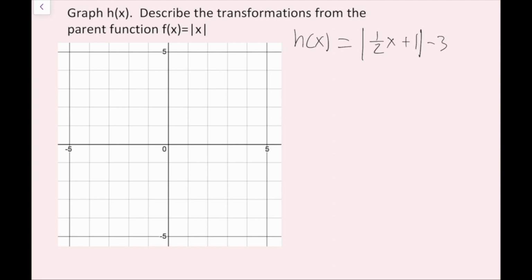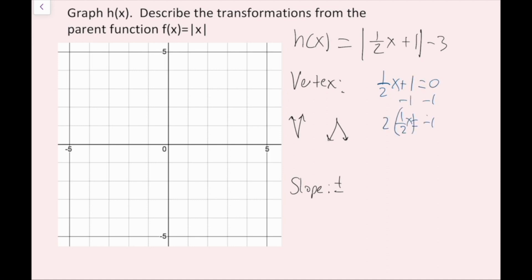Okay? So first thing we're going to do is find our 3 things: vertex, V or upside down V, and then the slope. So once again, to find the vertex, you just set this entire expression inside the absolute value equal to 0. So I'll do that. 1/2 x plus 1 equals 0. Subtract 1 on both sides, so I get 1/2 x equals -1. Multiply both sides by the reciprocal of 1/2, which is 2. So I get x is equal to -2.